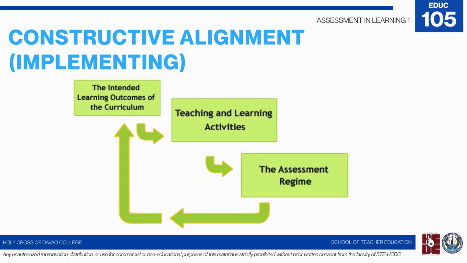Please do not be confused, because there are still non-graded assessments that we can do in the teaching and learning activities. In the constructive alignment implementing phase, what we mean by assessment regime here are those formal assessments that we can give to our learners to assess whether or not they have achieved the learning outcome. However, during the teaching and learning activities, we can deploy different types of non-graded assessment or formative assessment to check the learning progress of our learners.